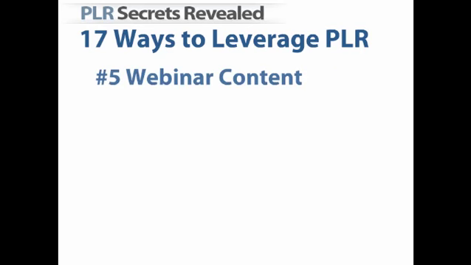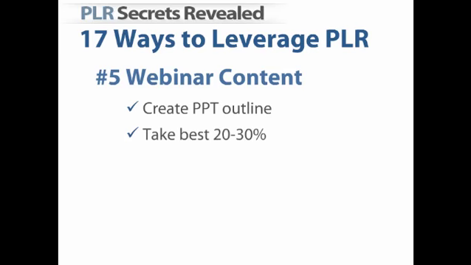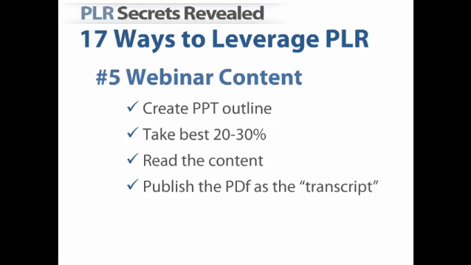Number 5 is webinar content. So again, you create a PowerPoint outline. You take the best 20 to 30% of the PLR. You read the content as you're doing the webinar. You publish the PDF that you're reading from as the transcript of the webinar. So how cool is this?